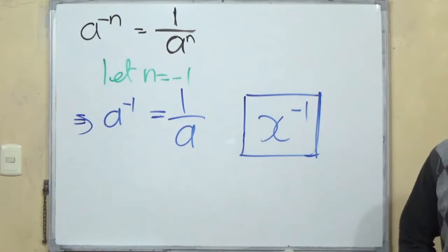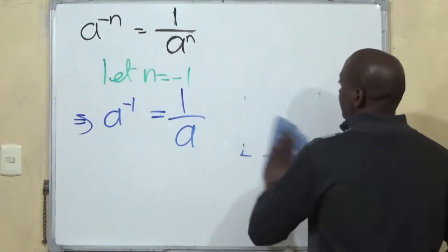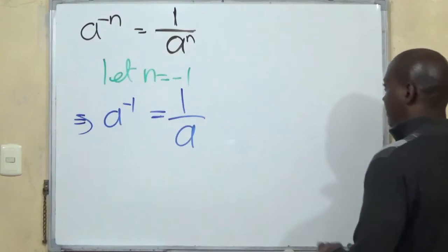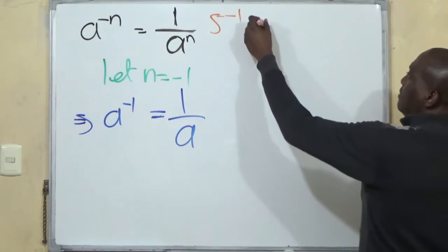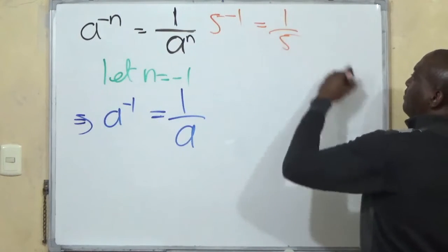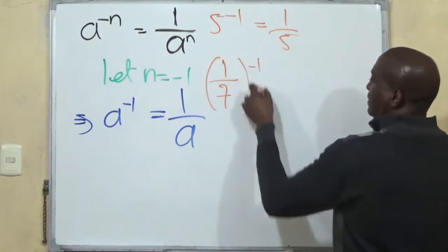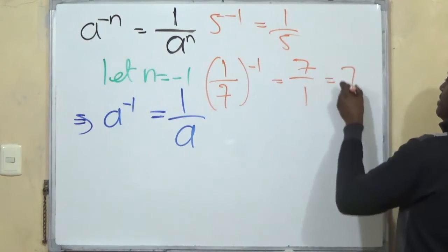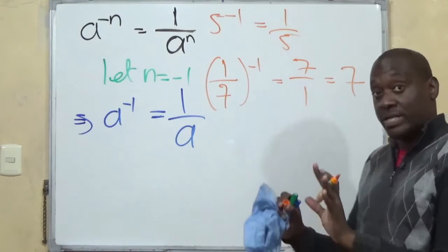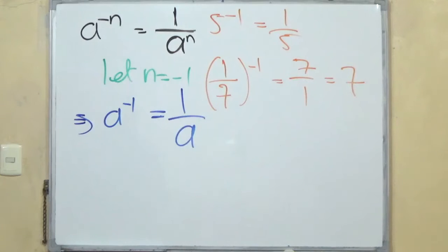So for example, if I have, let us say, 5 to the minus 1. 5 to the minus 1 is 1 over 5. If I have 1 over 7 to the minus 1, that is equal to 7 over 1, which is the same thing as 7. See? Minus 1 is reciprocation. You're finding the reciprocal of whatever it is you're looking for there.